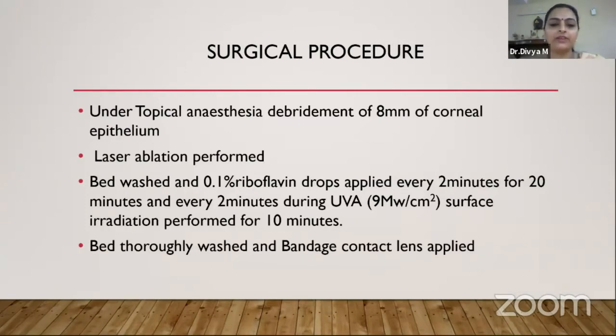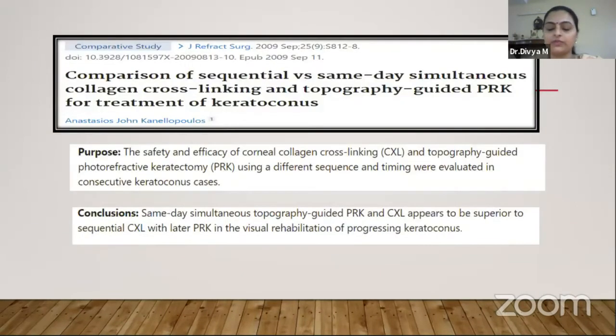The bed is washed and riboflavin is applied every 2 minutes for 20 minutes, and every 2 minutes during the UVA radiation as well. The patient is then started on topical steroids in tapering doses, and antibiotics are also given.